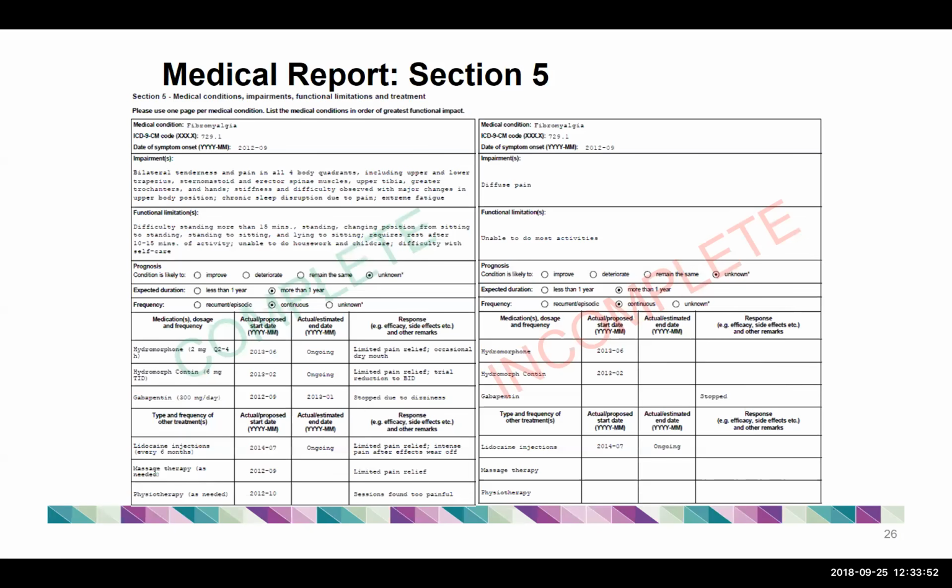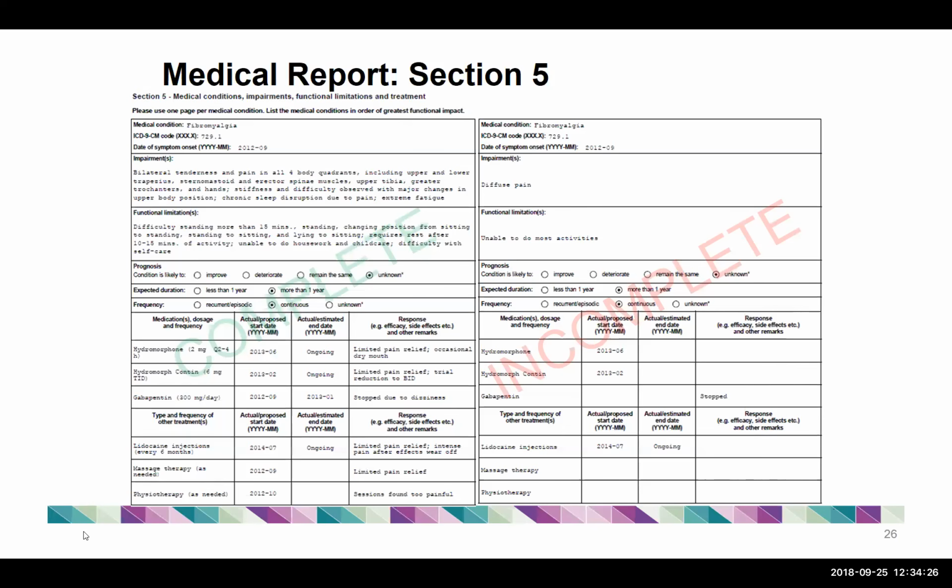I'm just going to flag this because we were starting to see a few medical reports coming in, and some of them are not being filled in correctly. What we're looking for you to do is to use 1 page per medical condition. You'll note that in the form, there are actually 3 pages in section 5. So if the person has 3 medical conditions, you would use 1 page per medical condition. If they have more medical conditions, you can always photocopy or add an extra page.